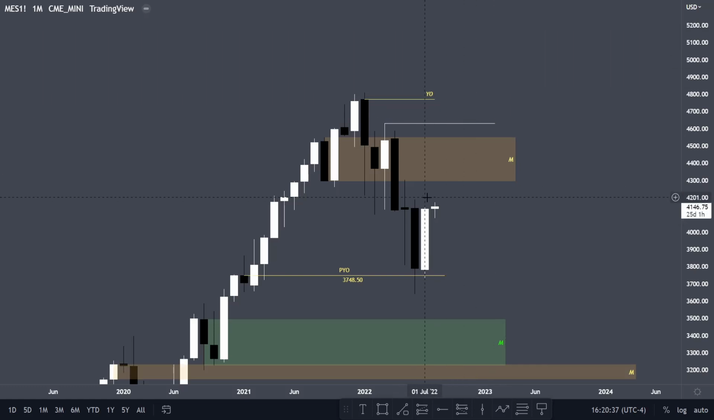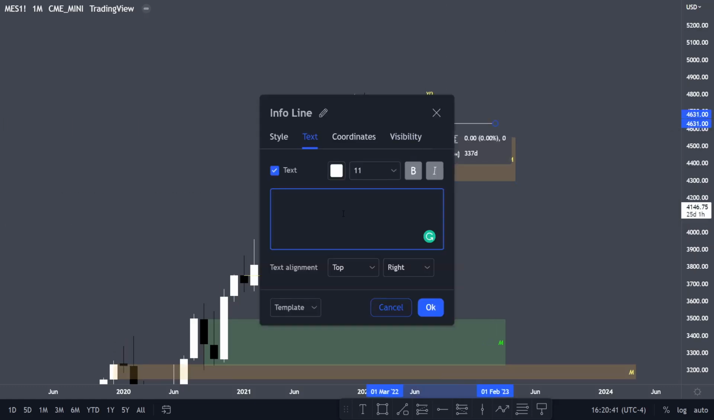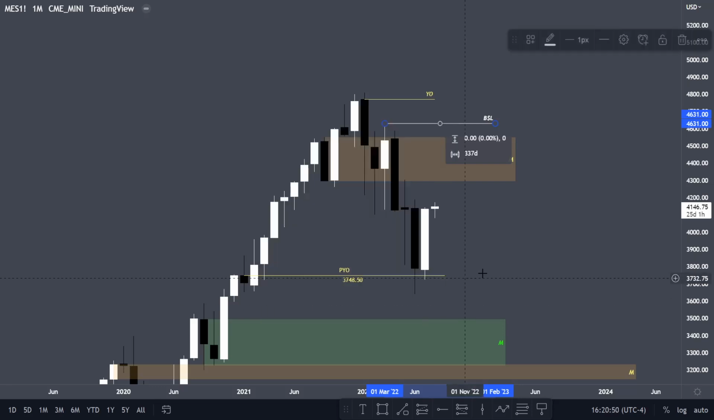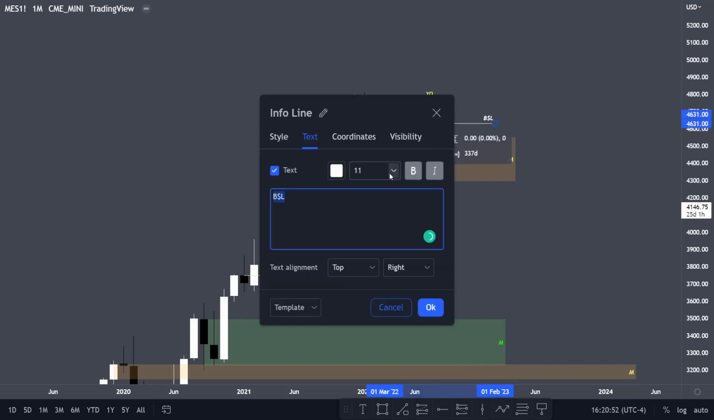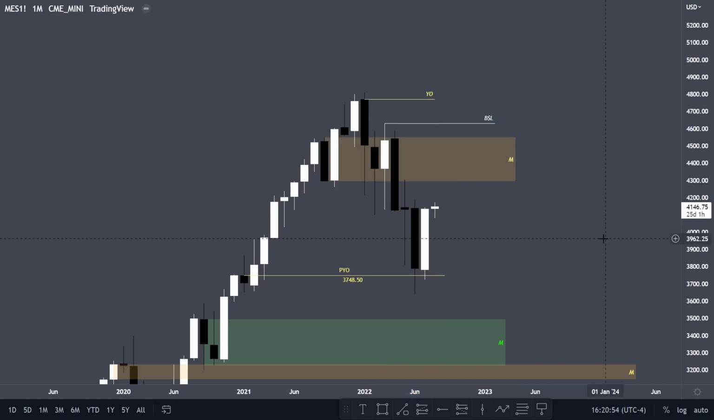So yeah, that's that. But until then, you're just looking at what we do on a monthly basis. I'm gonna put buy side, because that would be a run on buy side liquidity. Okay, so I don't need to bold it actually. Yeah, that's fine.